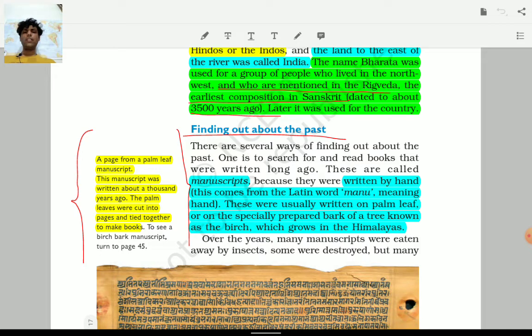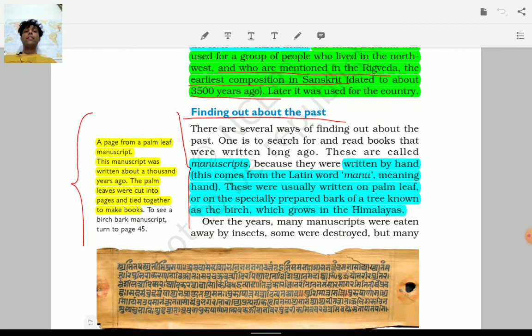so there are a few important things in this portion, which is providing information about what manuscripts are and what their importance is. First we will understand the yellow portion, which I have marked, a page from a palm leaf. This manuscript was written about 1000 years ago, so it is referring to a manuscript written on palm leaf, which was cut into pieces and tied together to make books.